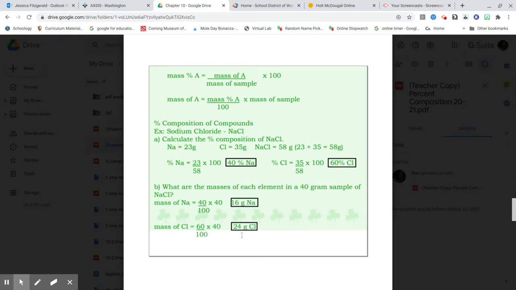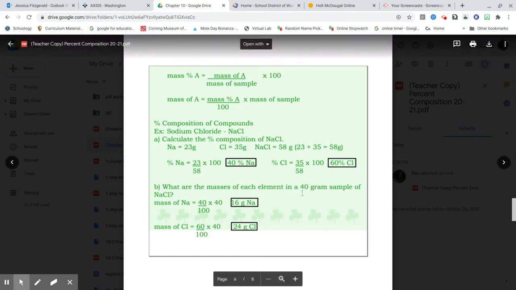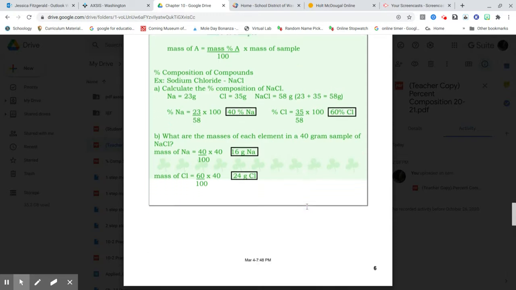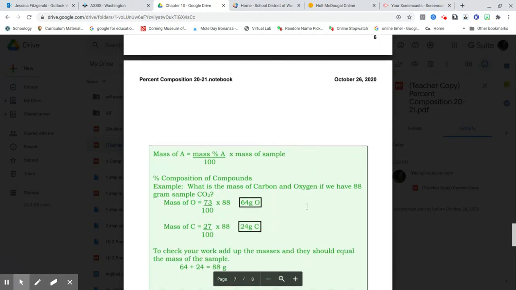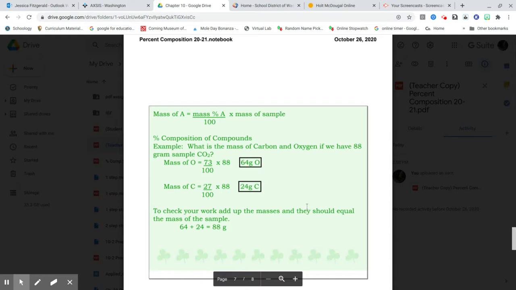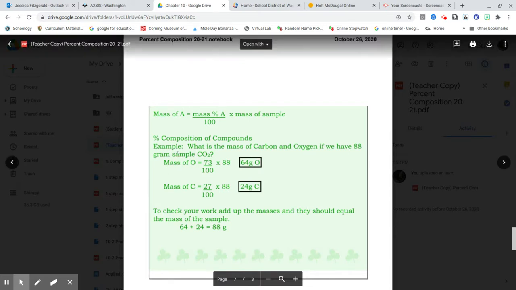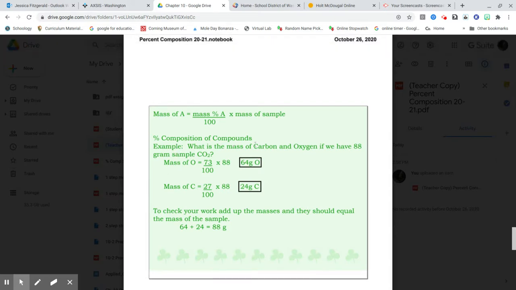Now, the way that you can check yourself with your mass of is add these two numbers together. Do they equal the mass of the sample, 16 plus 24? Yes, they do. So let's take a look at another example. Again, we're going to be looking at what's the mass of carbon and oxygen if we have an 88 gram sample of CO2. So since it says what is the mass, that means we're going to use the mass of A formula, or atom or element.